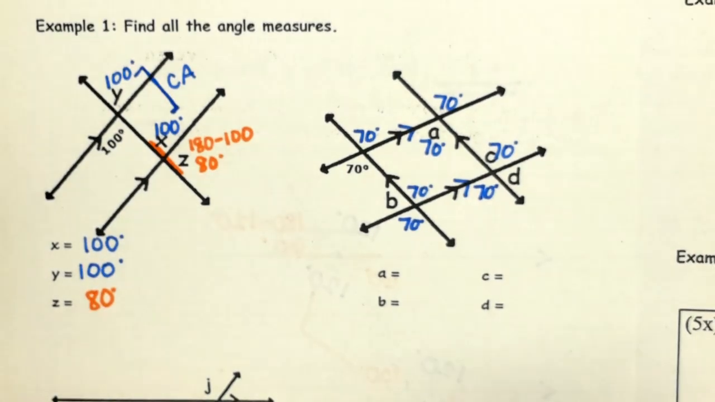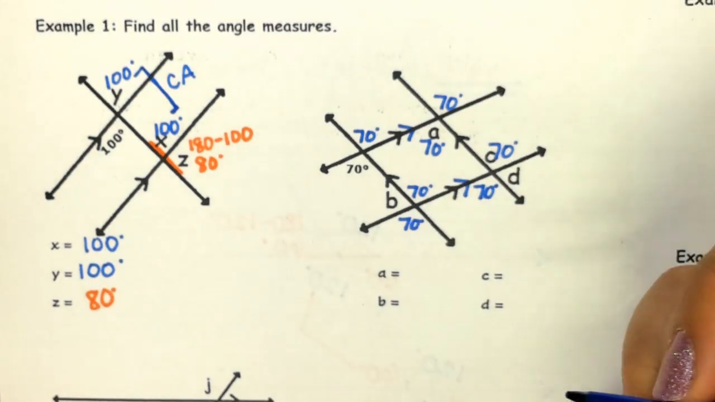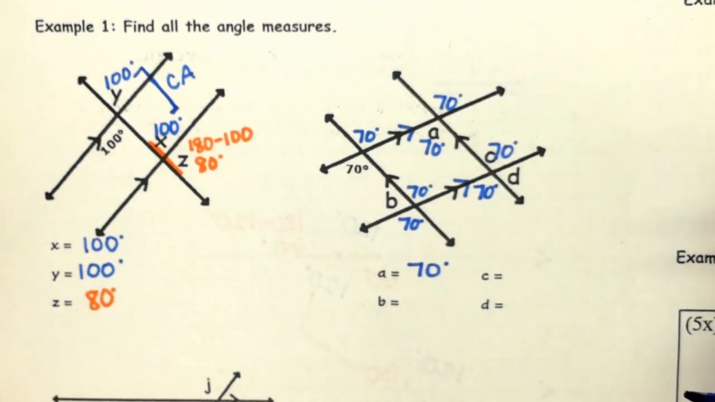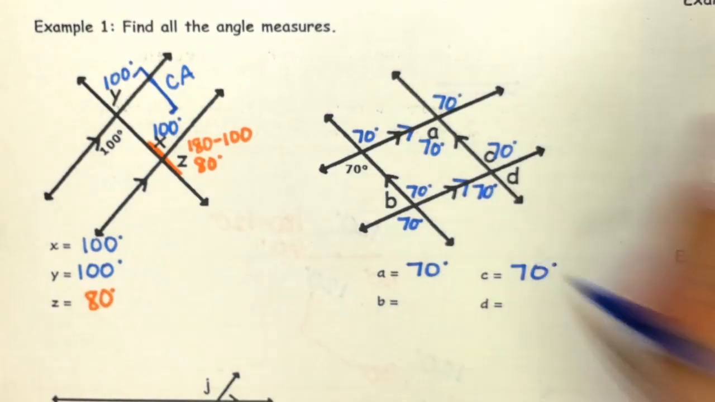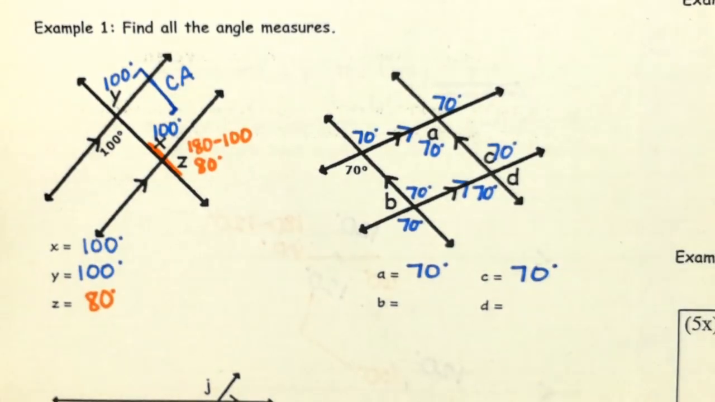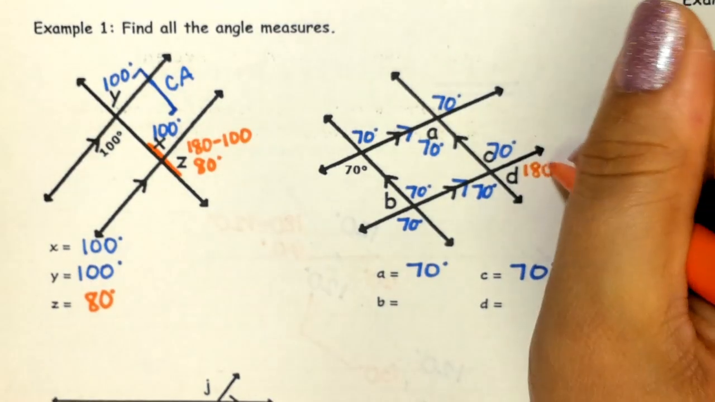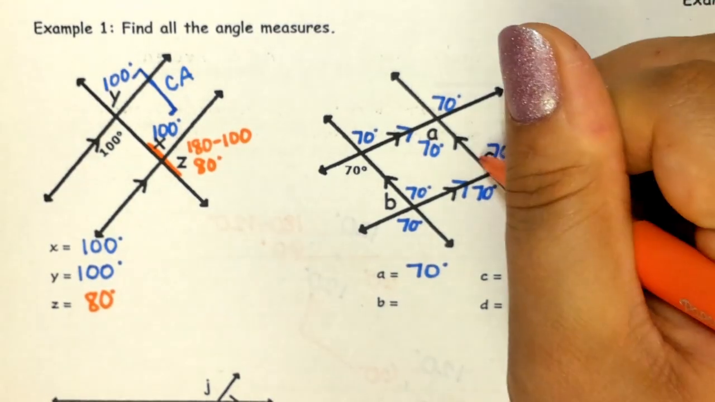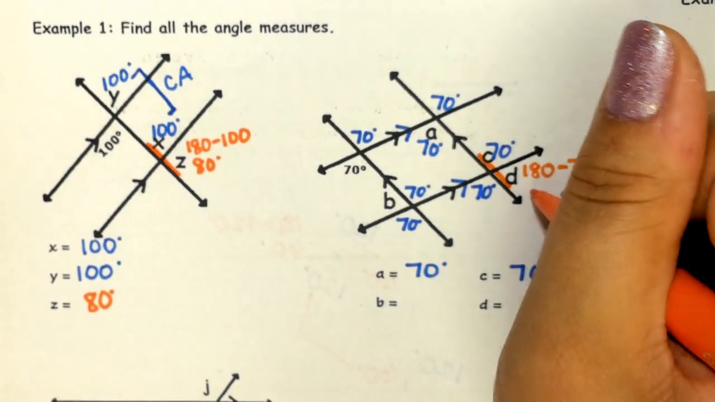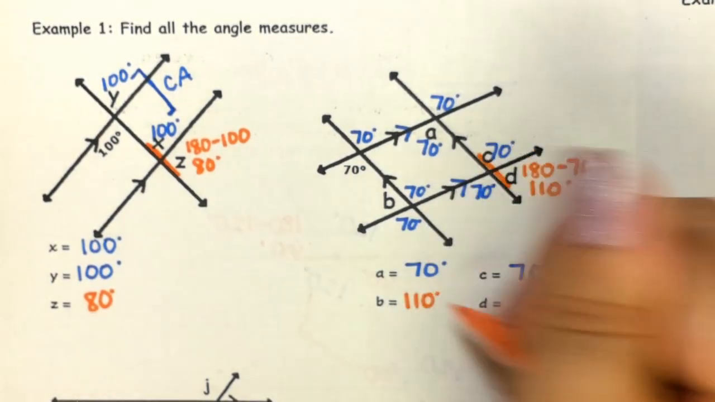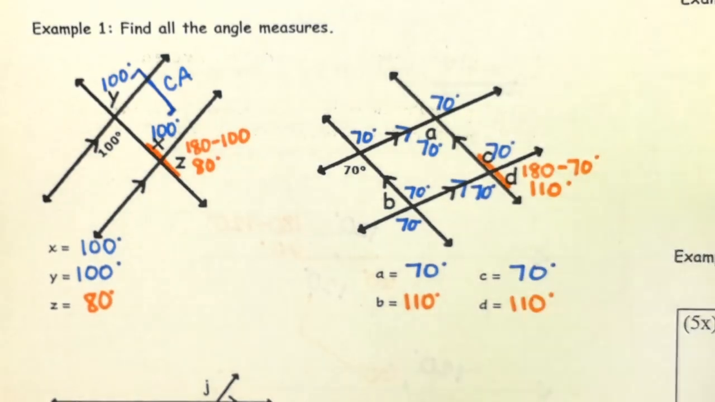It is a lot of 70. So what all is 70? What letters? A and C. And how do I find D and B? I'm going to do 180 minus 70 because they are a linear pair. And what do I get? 110. And do you agree that's going to be both D and B? Yeah.